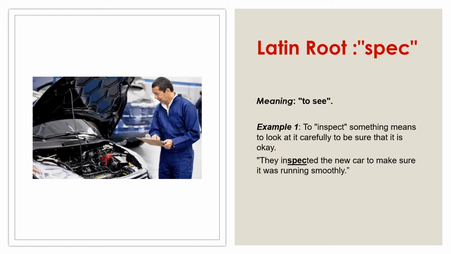In the following example, we see the word inspect used. They inspected the new car to make sure it was running smoothly. Inspect means to look at something carefully or to view closely and critically, basically to make sure that everything is okay and everything is all right, and to examine something. So in the picture, we can see an inspector inspecting a car to make sure that it's running smoothly and it won't be getting into any accidents.